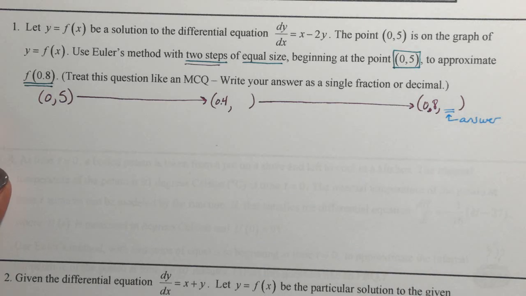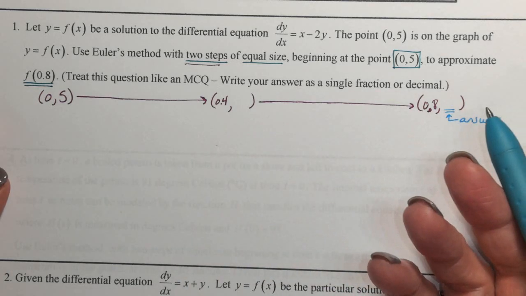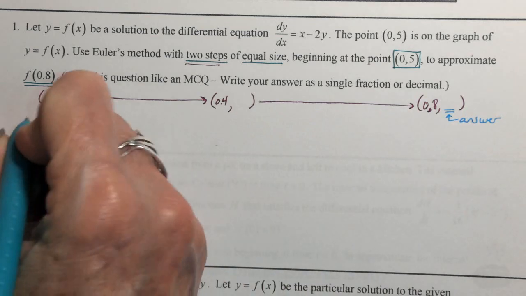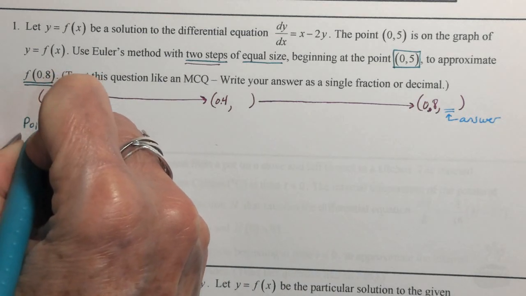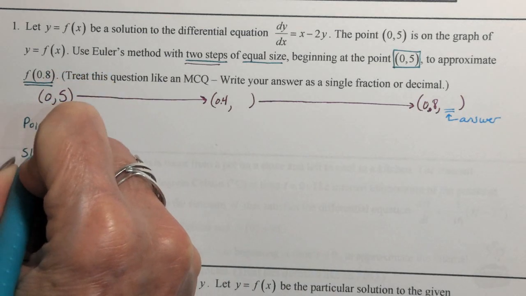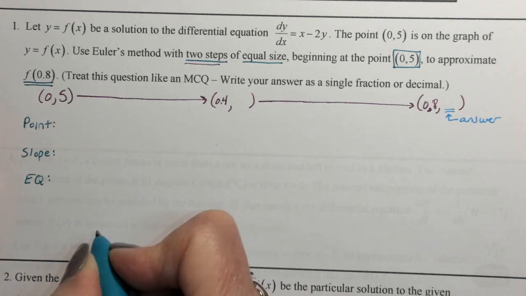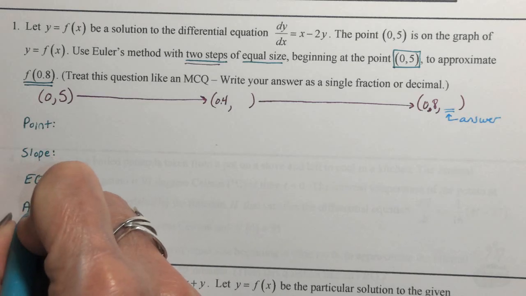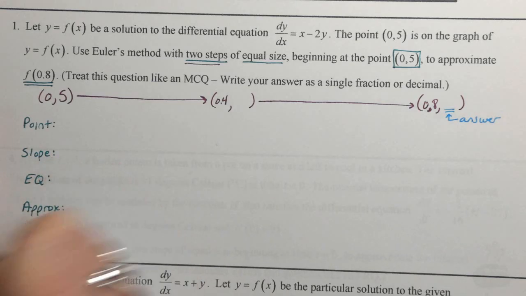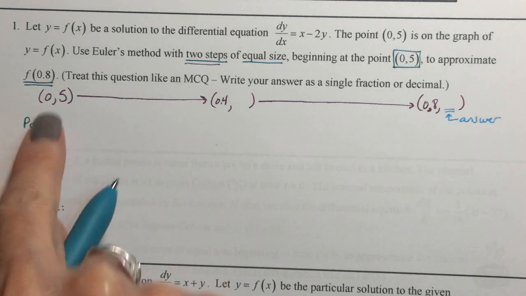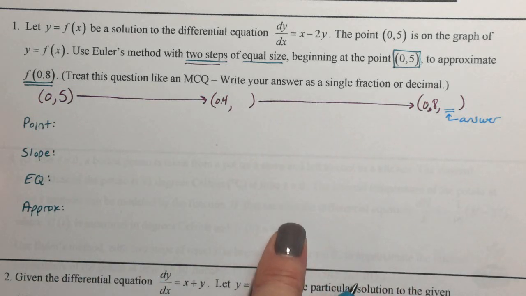All right, and now we start our steps. And it's tangent line approximations, so it's point and slope. So we're going to do point and slope, then EQ, and then we're going to find our approximation. Okay? One step, and we will have something very similar over here. We will have something identical over here.